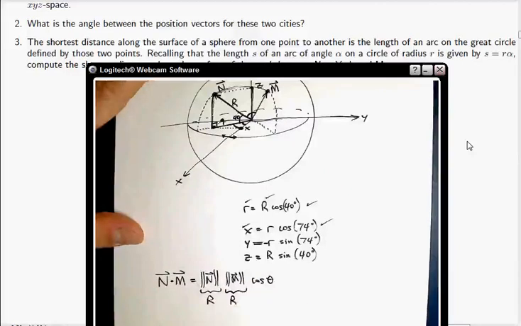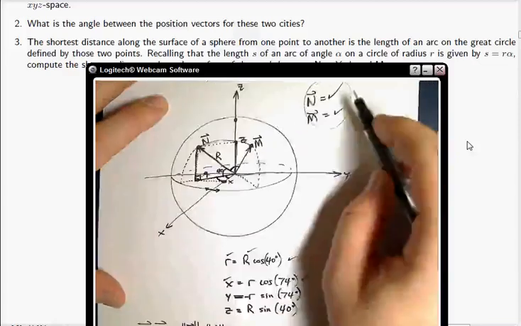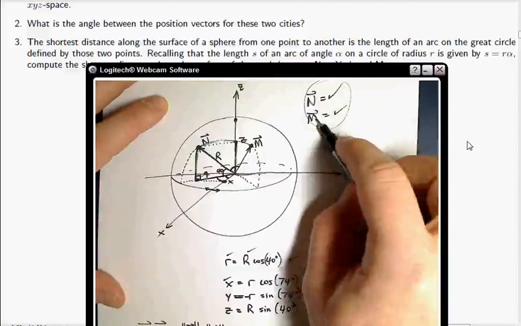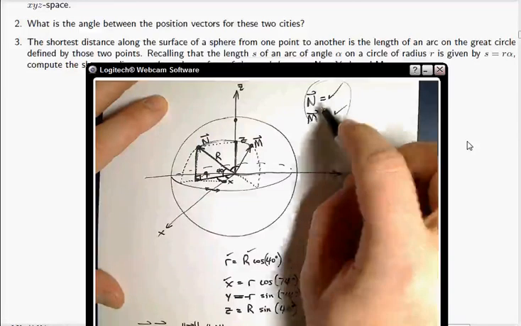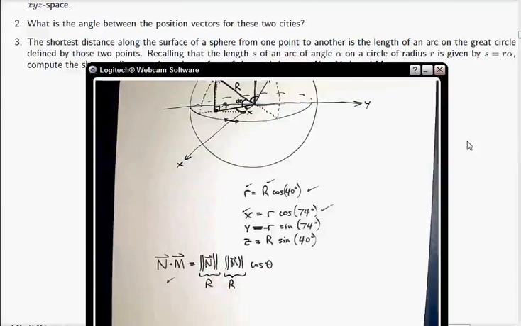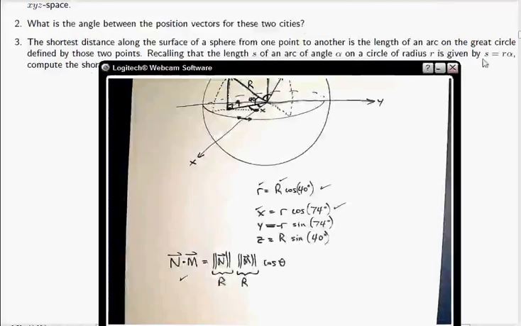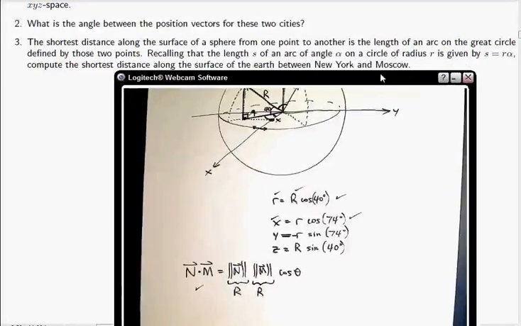So there we go. This dot product is easy to compute because I know the x, y, and z coordinates of both of these vectors from the previous part. So you compute that dot product, you know the radius, and solve for theta. Exactly. And the last part here just goes back to a little bit of high school geometry.